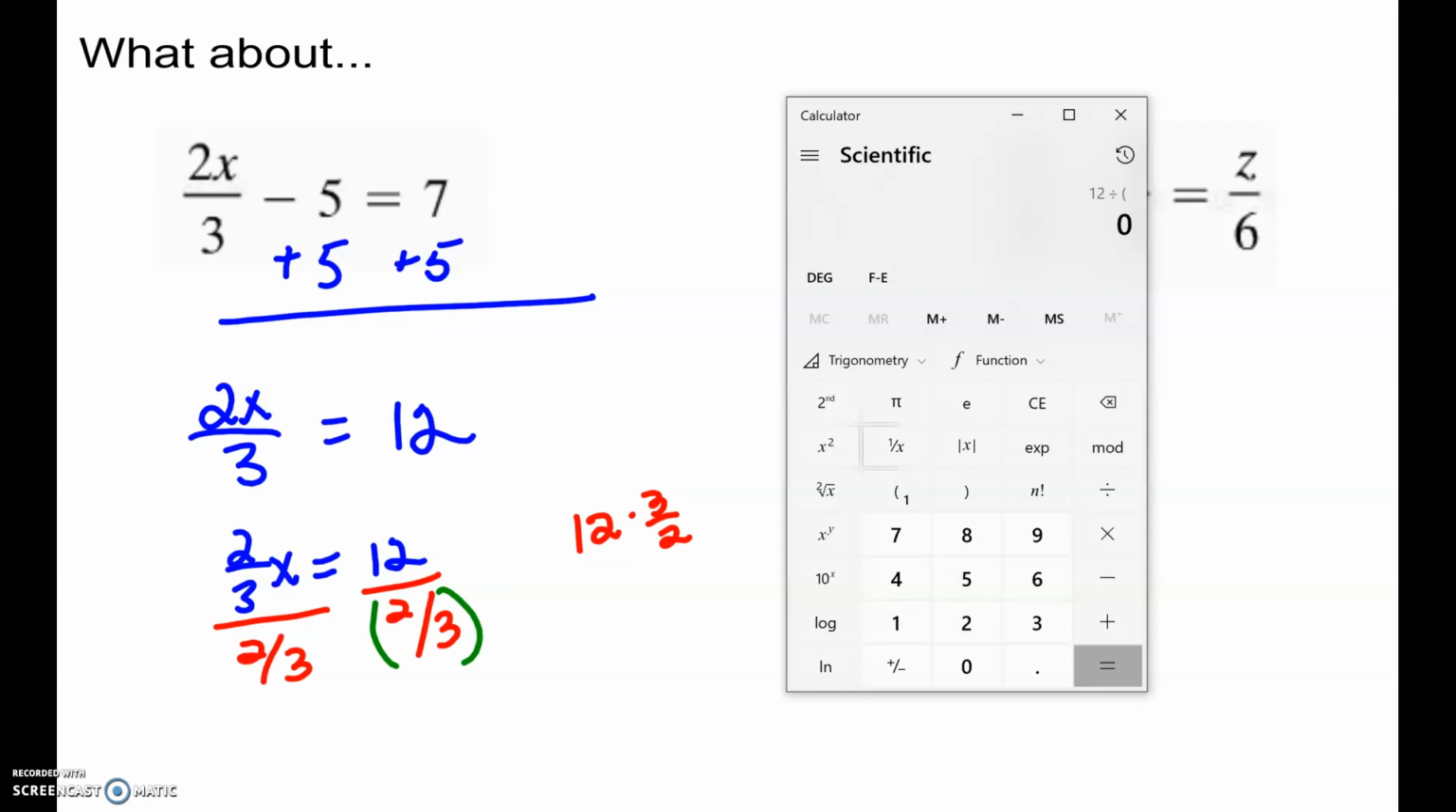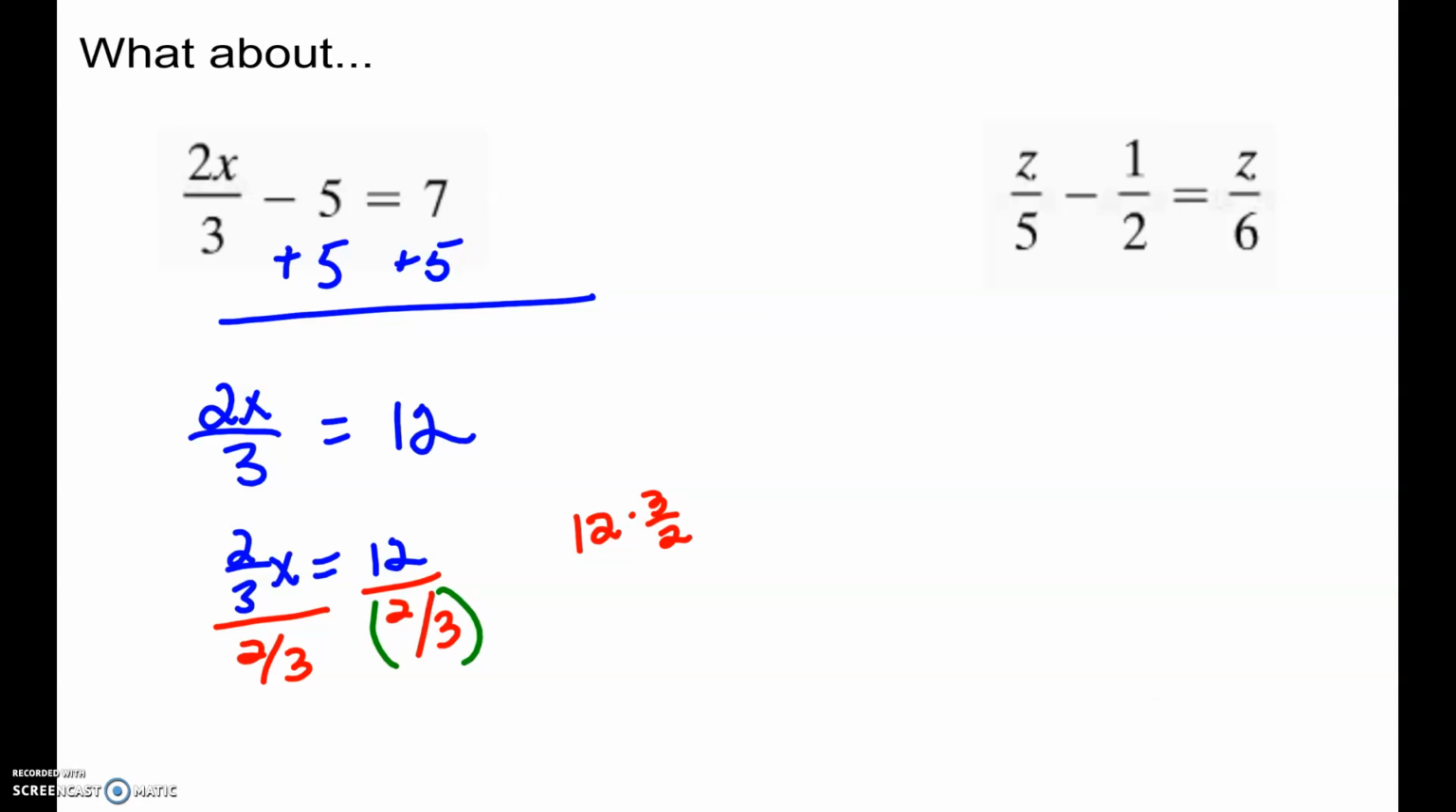How do you put that in your calculator? Well, a fraction is just top divided by bottom, so 2 divided by 3, and close that parenthesis. So now I see 12 divided by the 2 divided by 3, so it's going to do that first inside the parentheses, then it's going to do the 12 divided by the answer. So I hit equals, final answer is 18. So on the left-hand side, 2/3 x divided by 2/3, of course, is 1x. And on the right-hand side, we got 18.